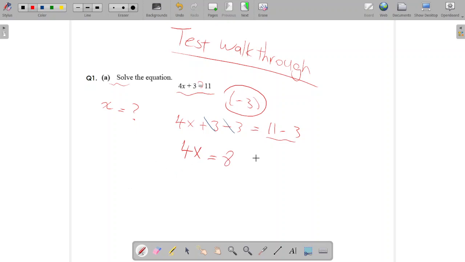Now what is left is to do the other operation, which is dividing by 4 on both sides. So you can cancel the 4 that you see here, and the x is going to be left by itself on one side. So you're going to divide by 4 on both sides, and the two 4s are going to cancel each other. So you end up having x equal to 8 over 4, and when you simplify 8 over 4, you end up with 2. So the answer is that x equals 2.